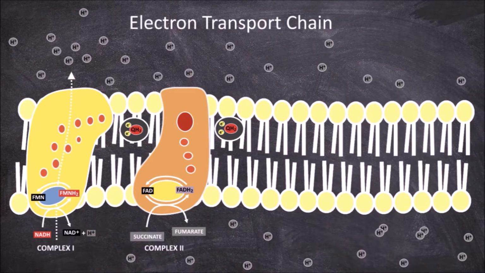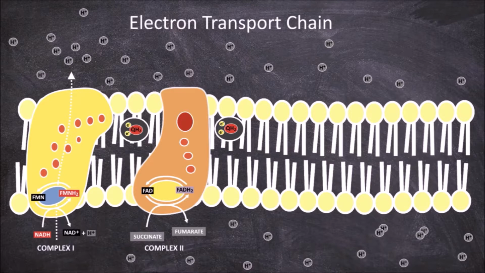Complex 2 is not a proton pump. The electrons from FADH2 bypass complex 1 and do not add to the net flow of hydrogen protons leaving the matrix, meaning FADH2 yields less ATP molecules than NADH.